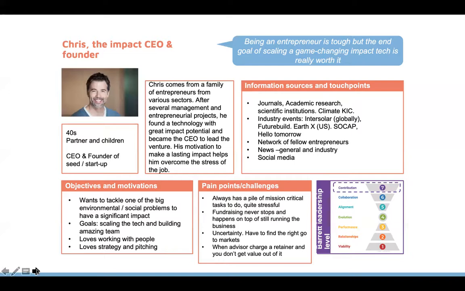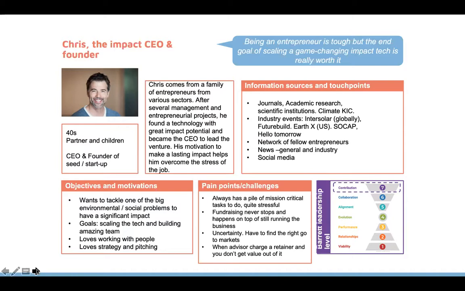So it's quite stressful. In terms of fundraising, he knows that it never stops, and it happens on top of all the other things he needs to do to run the business properly. He has to deal with a lot of uncertainty, always having to find the right strategies and go-to-markets. And in his relationship with financial advisors, he's also quite wary of the potential business models and not getting value out of it.